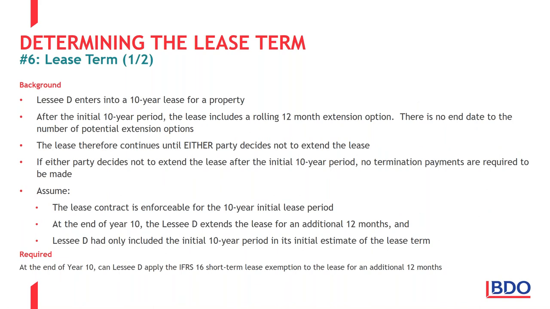Now, there's no end date to the number of potential extension options, so it's going to roll on forever. The lease therefore continues until either party decides not to extend the lease. If either party decides not to extend the lease after that initial 10-year period, no termination payments are required according to the contract.